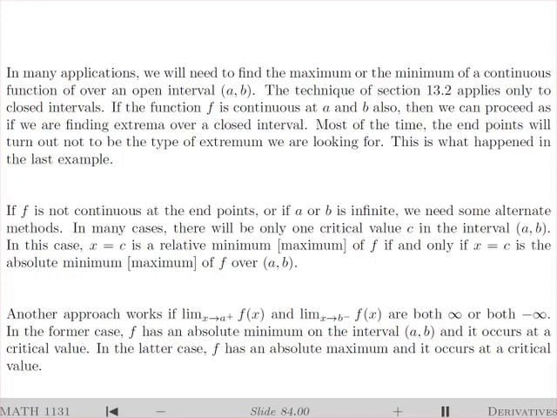Another possibility is to look at the limits at the two endpoints. If both limits are infinite, that means that as you go further out, you are getting larger and larger values. And in this case, it turns out there must be a minimum value, and it must be in that open interval. It must be a critical value. The opposite happens if the limits at the two ends are negative infinity. In that case, the maximum will be in the open interval, not at the ends. This technique works even if there is more than one critical point in that interval.